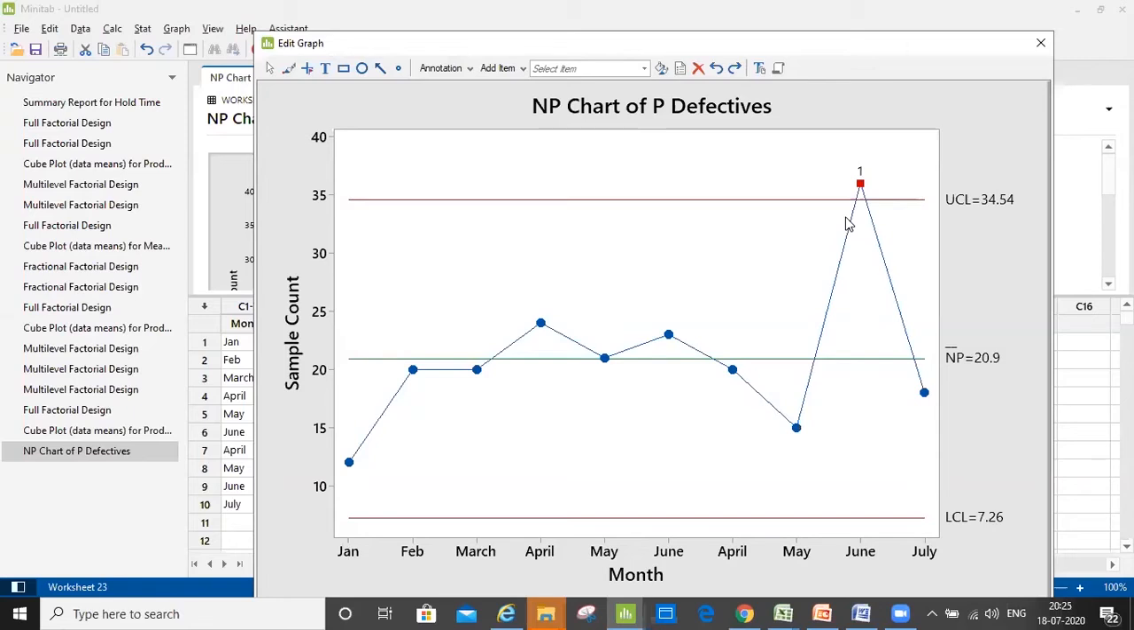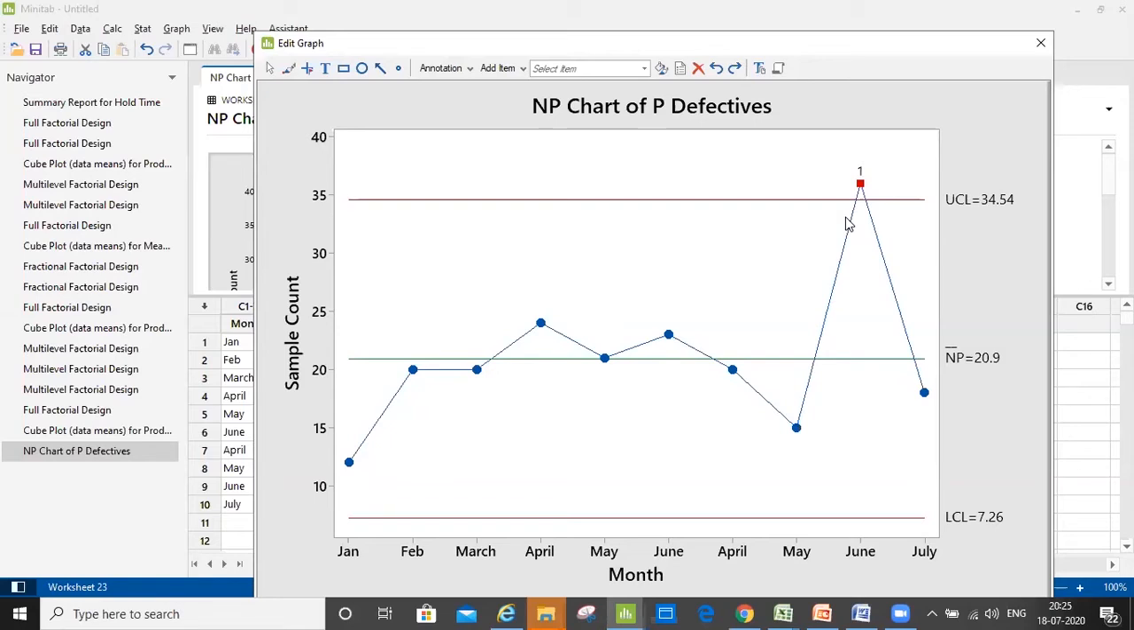Is it clear to all of you? Yes. So tell me again, how did we arrive at the lower control limit and upper control limit here? You asked how the UCL and LCL were calculated.